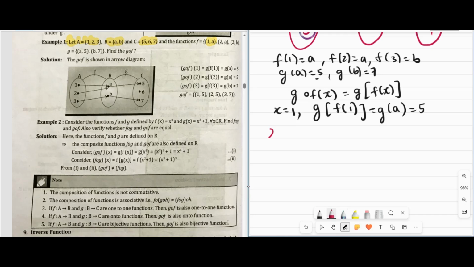X is 2, so G of F of 2. What is the value of F of 2? It is A, so it will be G of A. Now, what is the value of G of A? The value of G of A is 5.